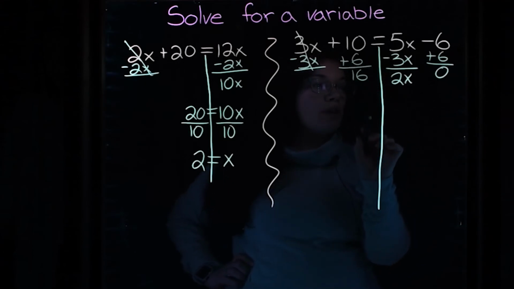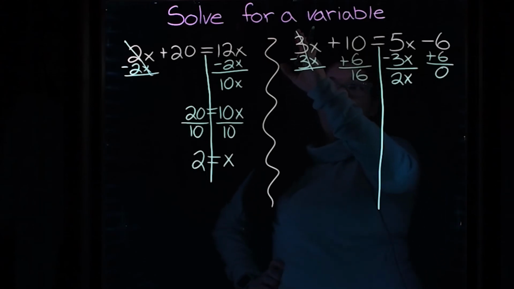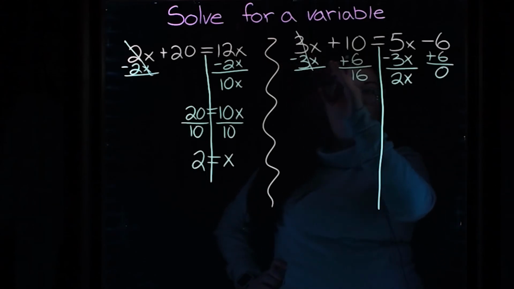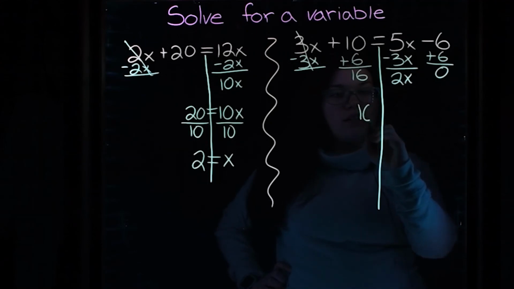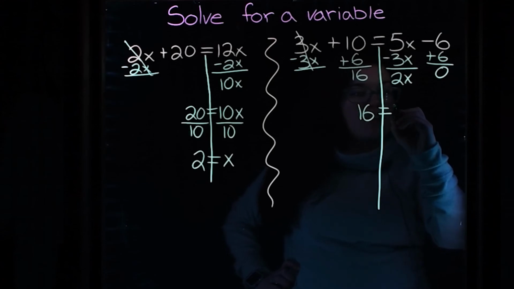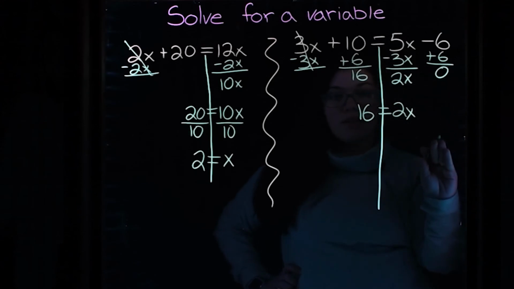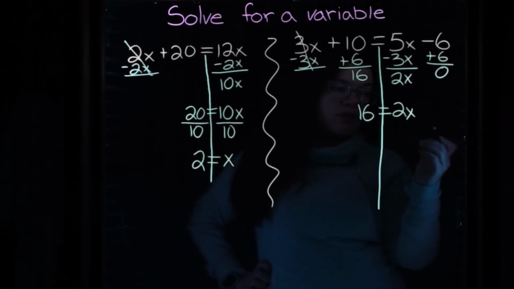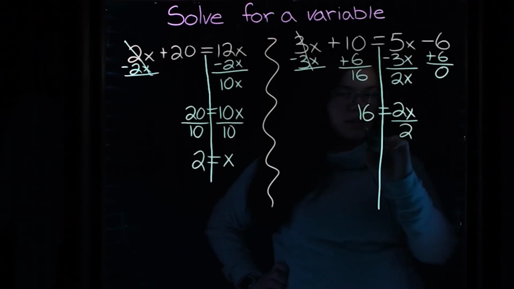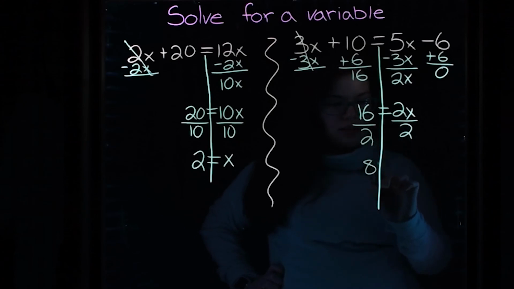Now, this is where it's super important that you bring down what you still have. I have nothing here because they canceled out. I have a 16. Get that equal sign still. Now I see I have a 2x, and then I see a 0, so I have nothing else. Now, to separate the 2 and the x, I divide again. 16 divided by 2 is 8.